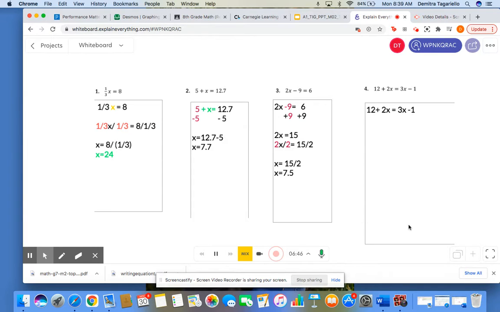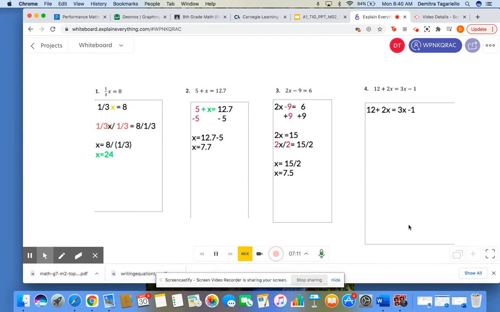And I want to start by thinking, do I want to bring the x's to the right or to the left? Now, it doesn't necessarily matter which one you bring it to. I always think about which one is going to give me a positive x value, because you can work with negatives, which is fine, but sometimes it gets a little tricky. So noticing here that I have this 2x and then I have this 3x, and the 3 is bigger, so I probably want to bring the 2x to the right side.